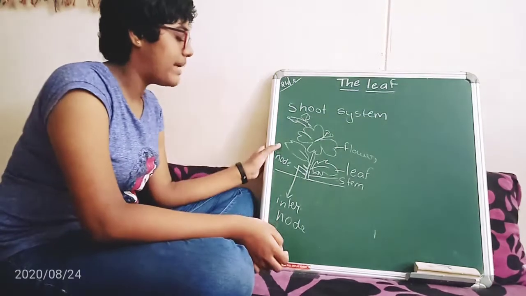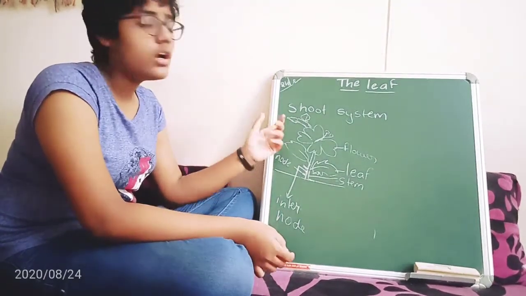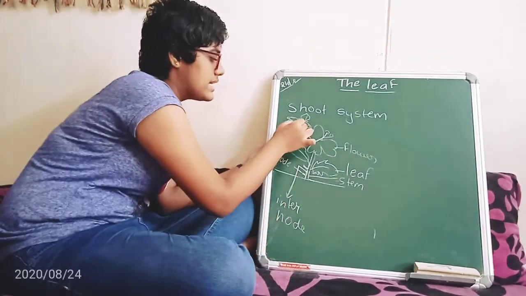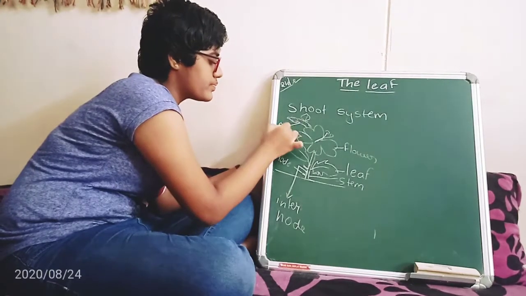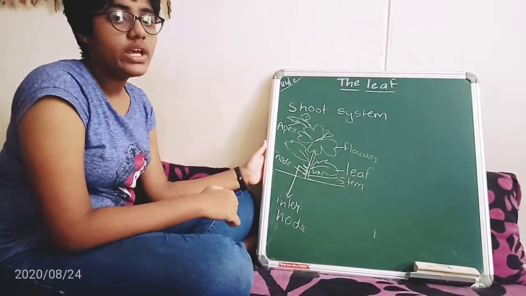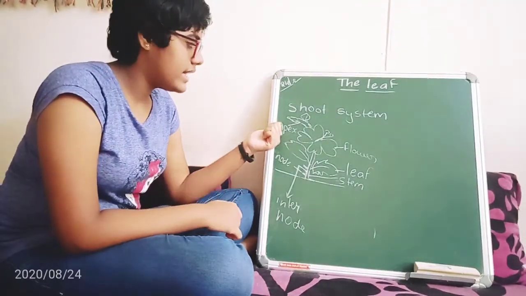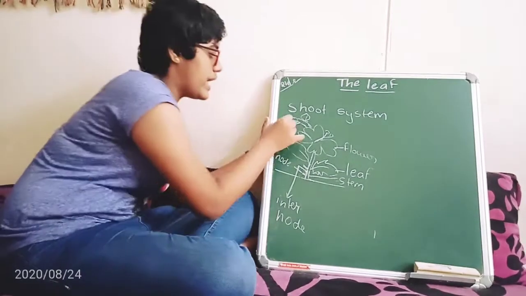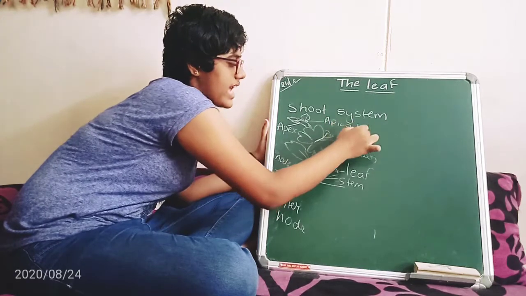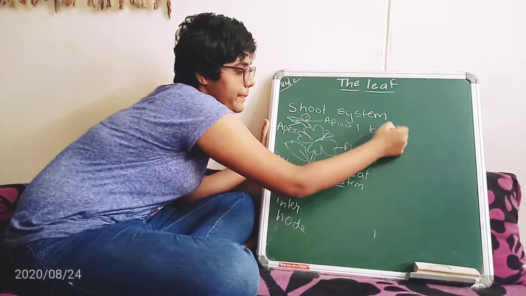And again, the other part is the tip. The topmost tip of the stem, the plant, is known as the apex. The apex of the stem. And if a bud grows over there at the tip, then the bud is known as the apical bud. See, I have drawn a bud here. It's known as the apical bud.